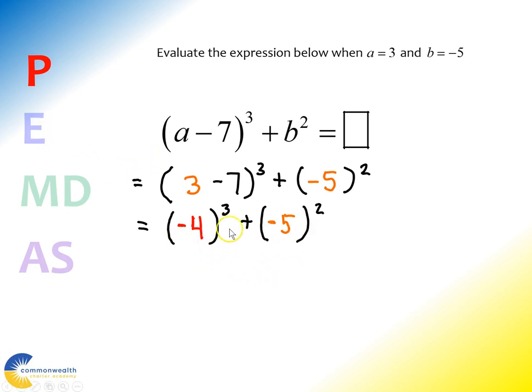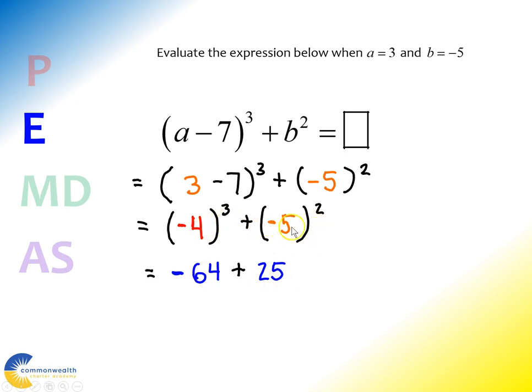Now I move on to exponents, and I do actually have two different exponents here. So each one of them is going to be evaluated. So -4 to the third power is going to give me a -64. Again, if I take a negative number, raise it to an odd numbered power, I should get a negative result. And of course, 4 cubed is 64.